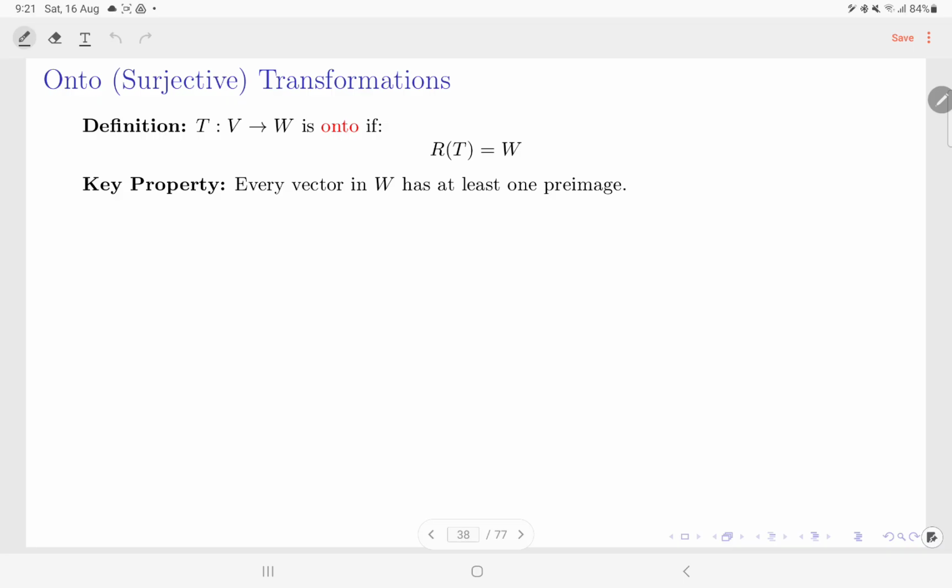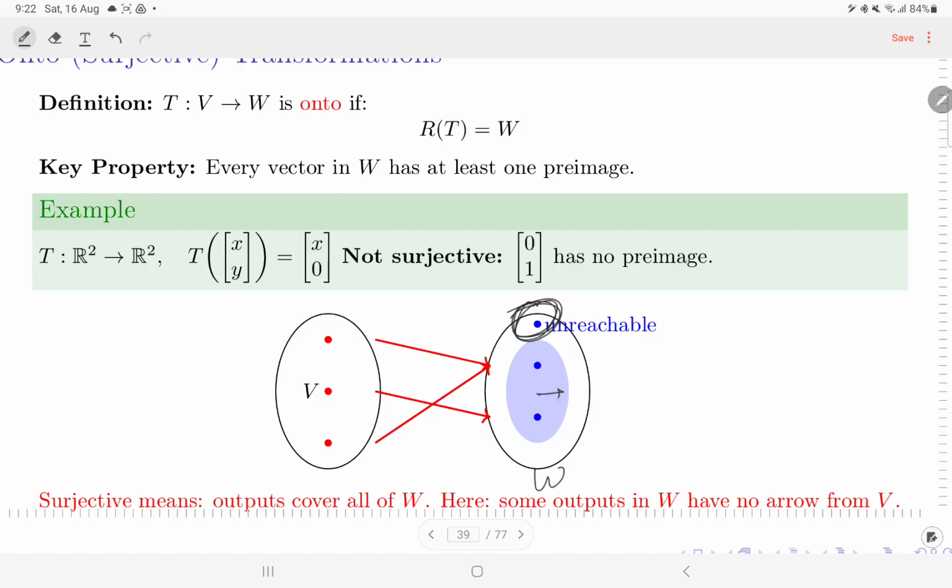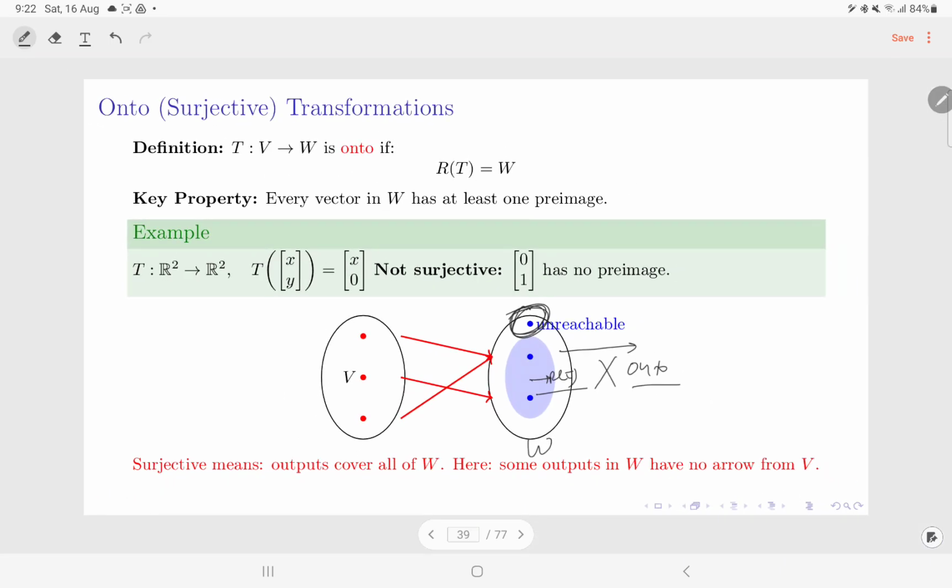Now on onto, I have already said that the range space has to be the complete W space. And now this is not an example, because the complete R2 W space is not mapped, because this is unreachable. If this is R(T) for this transformation, then this is not onto. Why? Because every element of W should be mapped from some vector of vector space V.